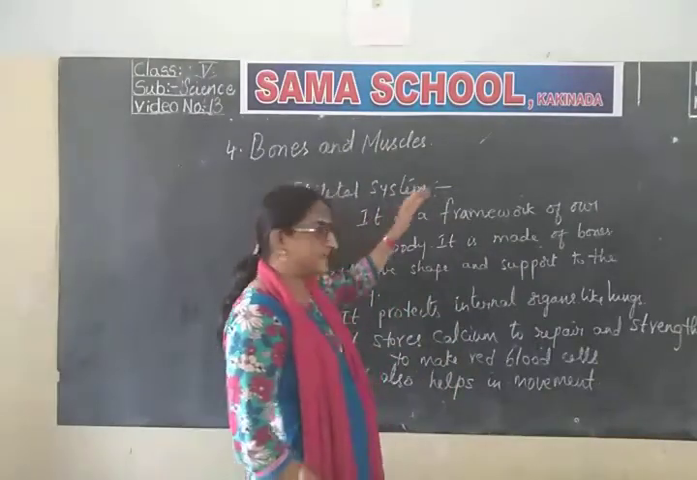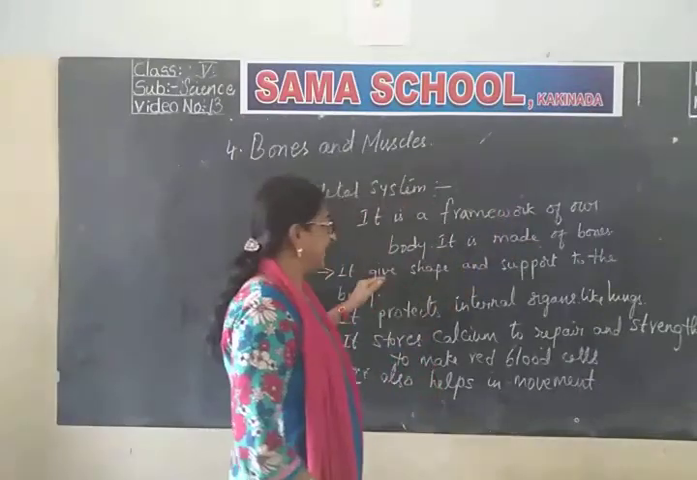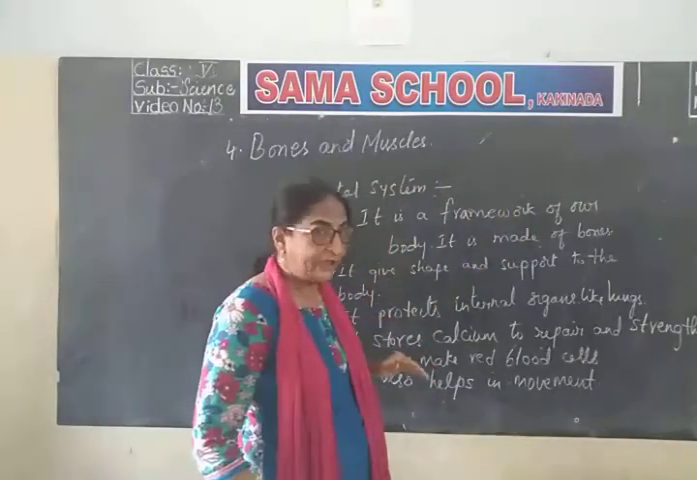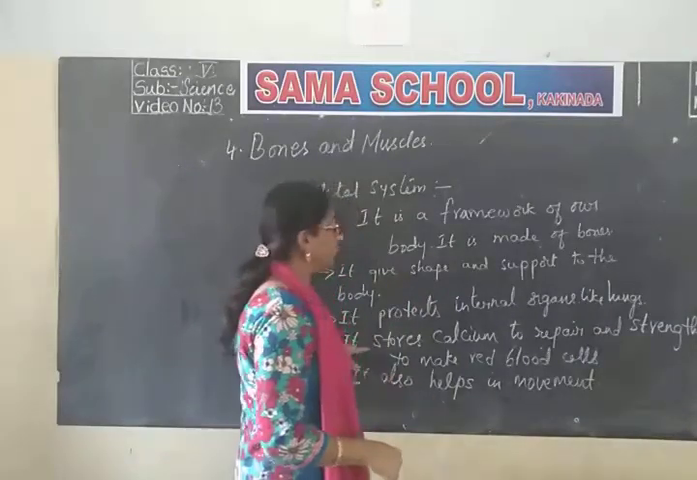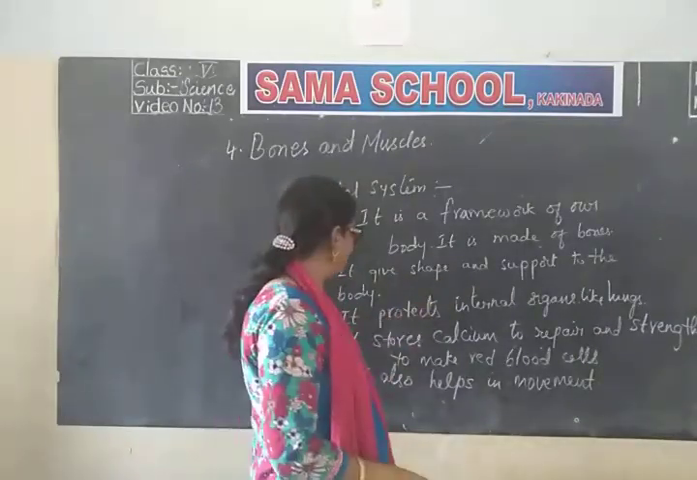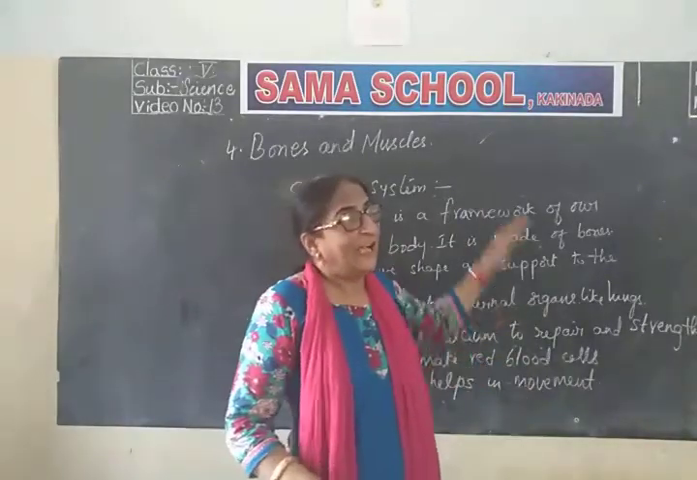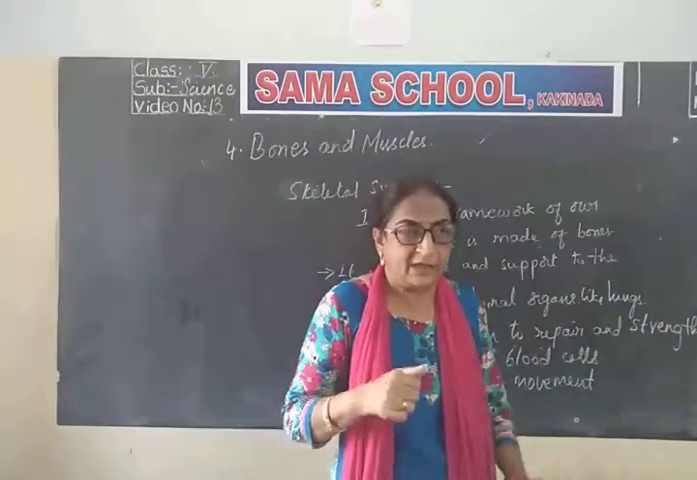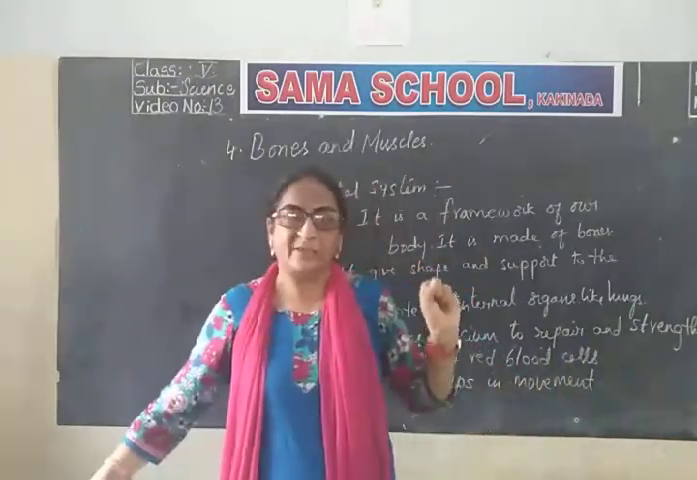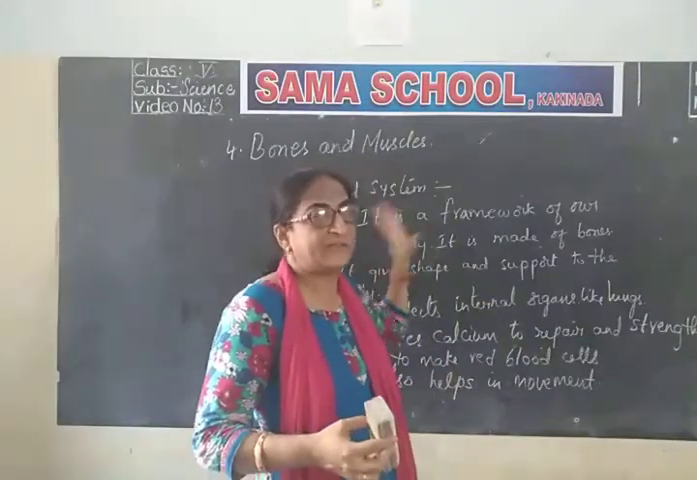Our skeleton is a framework of our body. It is made up of bones. It gives shape and support to the body. It protects the internal organs like the lungs. It stores calcium to repair and strengthen, and it also helps to make red blood cells. And at the end, it also helps in body movement. Without the skeletal system, it's not possible to move. So these are the functions of our skeletal system.